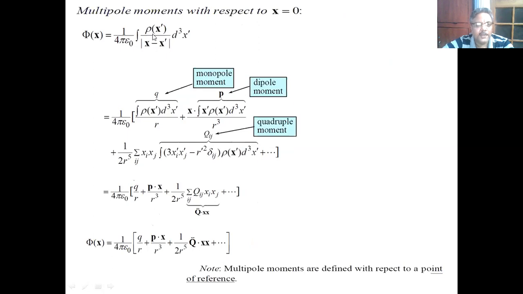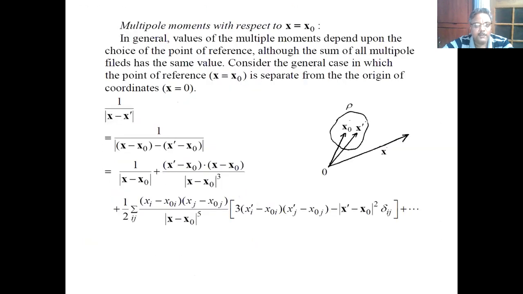And when we substitute the value of 1 upon x minus x dash in the expression for the static potential, we get the static potential as this expression, where the first term denotes the monopole, the second denotes the dipole, and the third denotes the octopole. These multipole moments are always defined with respect to a point of reference. So what will be the point of reference? We see that if we take a reference point x equal to x0, the value of the multipole moments depends upon the choice of the point of reference, although the sum of all multipole fields has the same value.